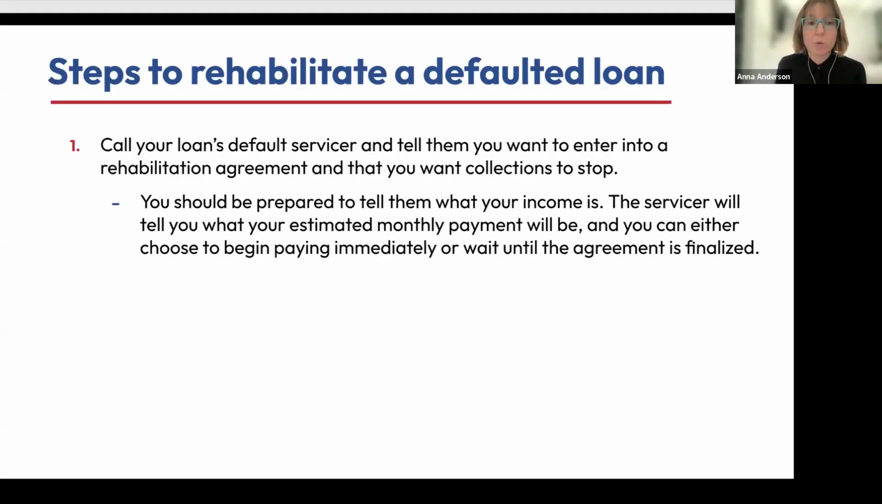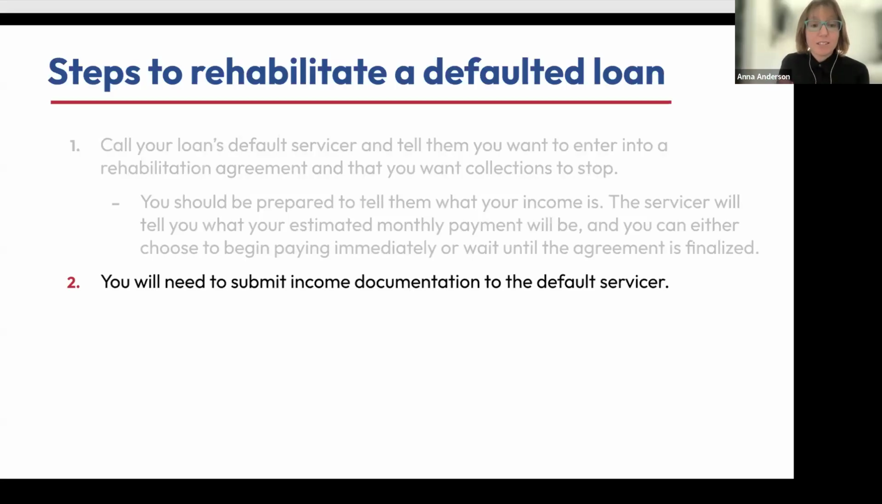You should be prepared to tell them what your income is, what your family size is, and the servicer, on the phone with you, should be able to let you know what they think your estimated monthly payment will be. Now, at that point, you can either choose to begin paying right away, or you can actually wait for the loan servicer to send you the actual agreement and finalize the agreement before you begin making payments. That's probably the better option if people want to know exactly what that payment is going to be, because you may have to provide some additional information that could change your situation.